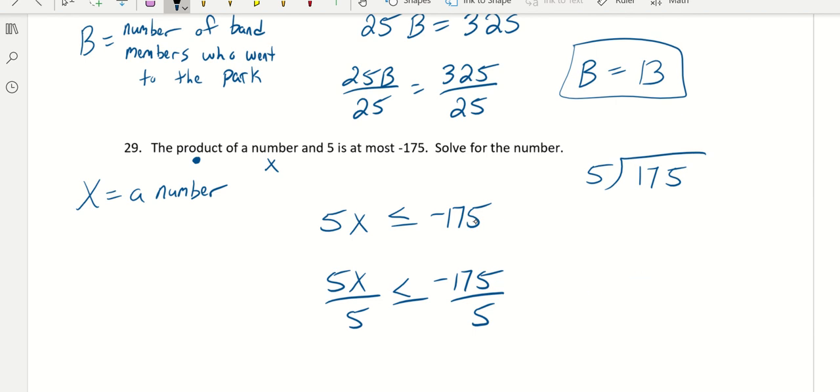5 goes into 17 3 times. 5 times 3 is 15. We subtract and we get 2. Bring down the 5 and we get 25. 5 goes into 25 5 times. So x is less than or equal to, a negative divided by a positive is a negative, 35.